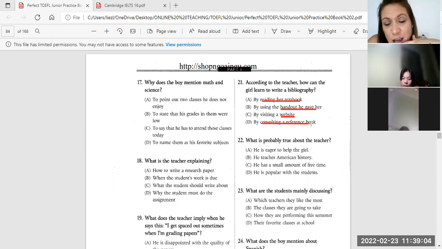Okay. According to the teacher, how can she learn? What did he just say now? If you have a look at, yes, if you have a look at the big handout. Good. So we heard the word handout. That's why we know it's B.